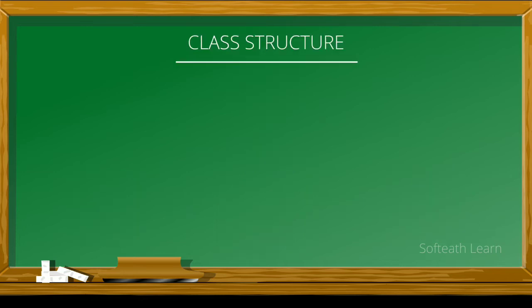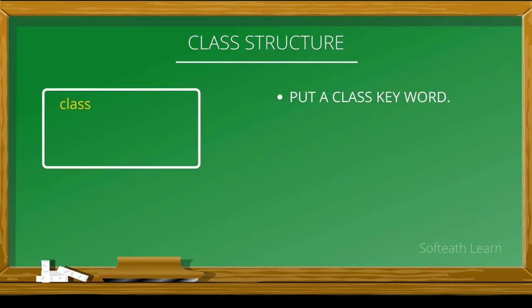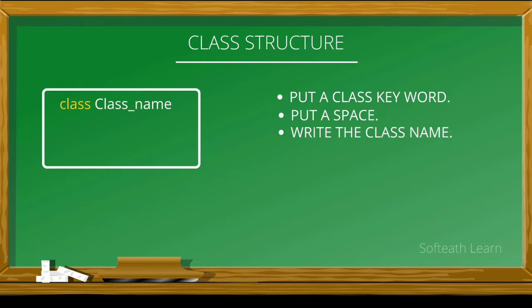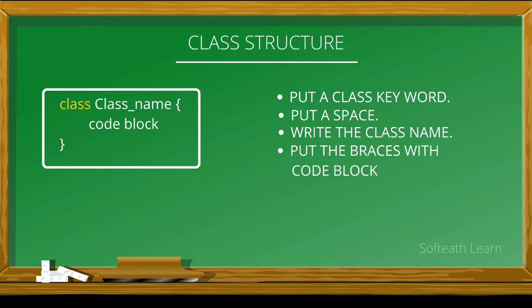Now let's talk about class structure. So how can we create a class inside Java? It looks like this. We use the class keyword and then we put a space. After that we type a class name. This name over here can be anything. We can give any name to our class. After that we put the braces and we close it. And inside these braces we will write the code of the class. So this over here is called a code block because it is a piece of code surrounded by braces.